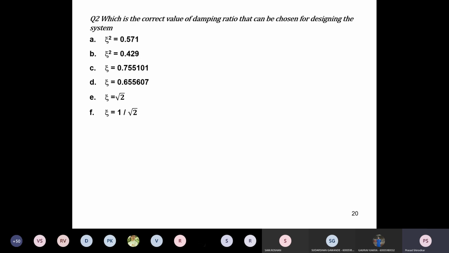In fact, it has been designed, so we are going to answer that question at the end of the lecture. So you have to answer the next quiz question. Open up your quiz. Which is the correct value of damping ratio that can be chosen for designing the system? These are the bunch of values. Out of this, which are the correct values of damping ratio that can be chosen for designing the system? So that question you have to answer. Time is 9:26. Most of the solution is done, so I should give you a couple of minutes to answer the question.